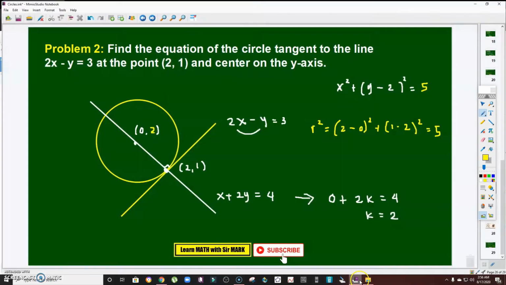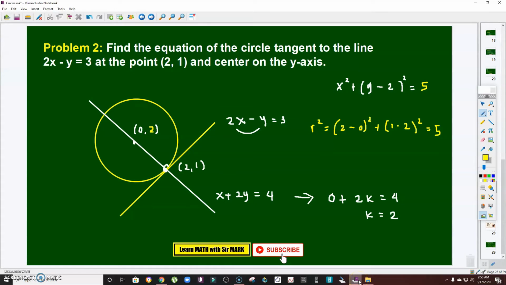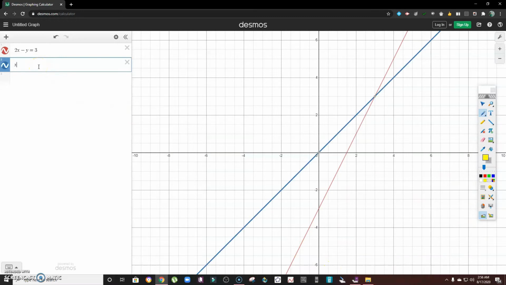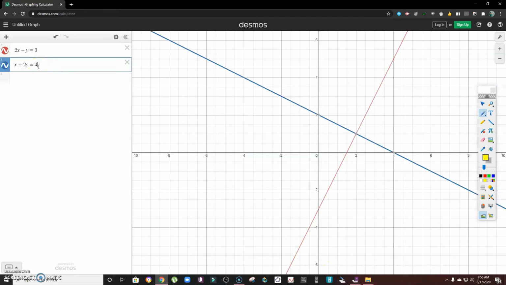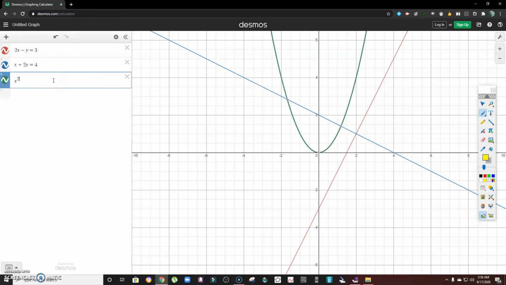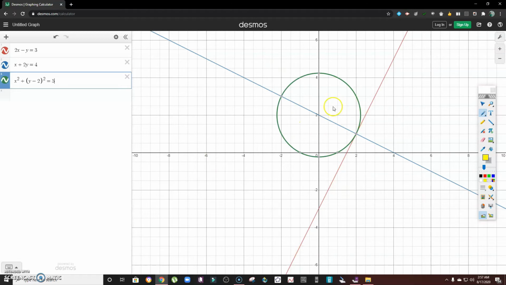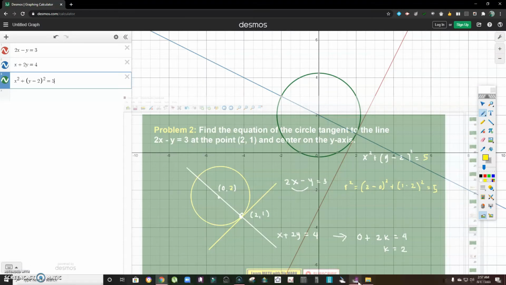Okay, there you go. So again, that's the tangent line. Then let's show x plus 2y equals 4 as my normal line. Then for the circle, I'll enter x squared plus (y minus 2) squared equals 5. There you go. So this is how our illustration will look like. Almost the same, no? Almost the same.